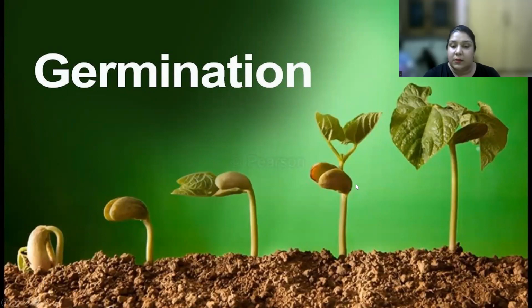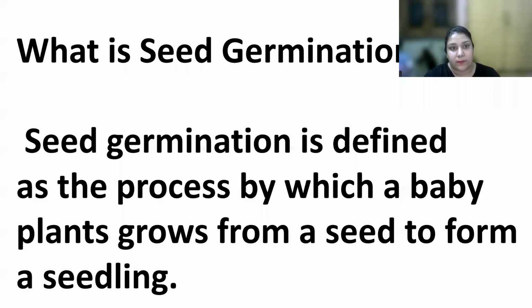Let's understand the stages of germination. But what basically is germination? Seed germination is defined as the process by which a baby plant grows from a seed to form a seedling.